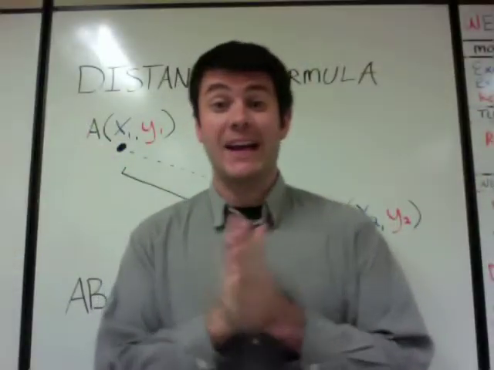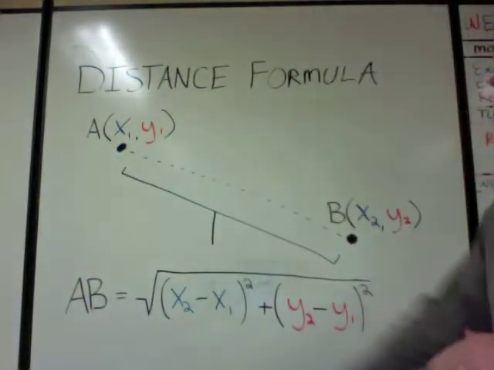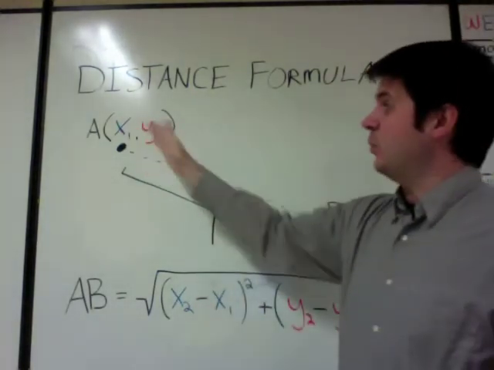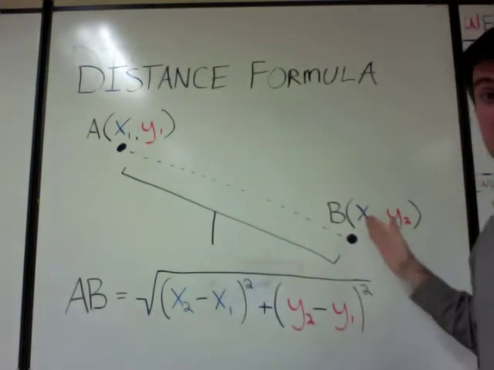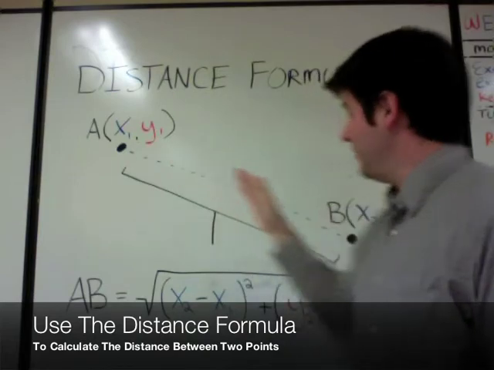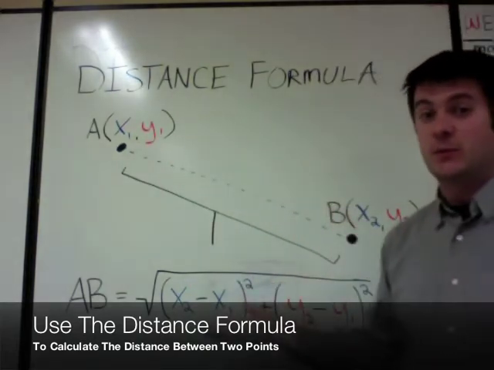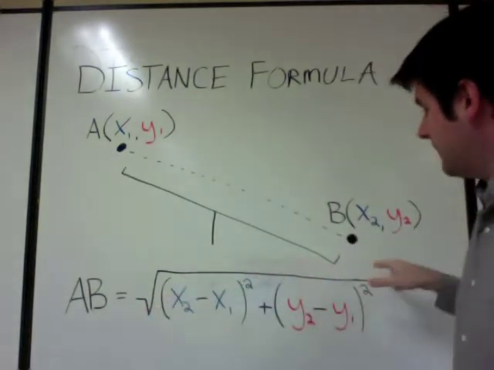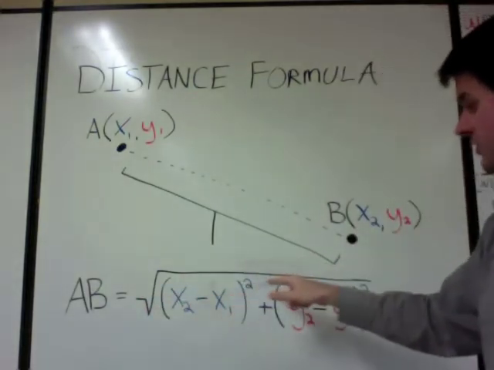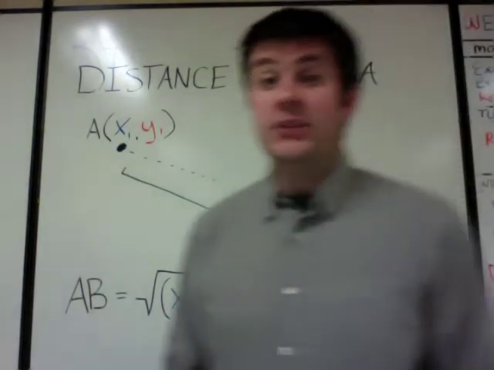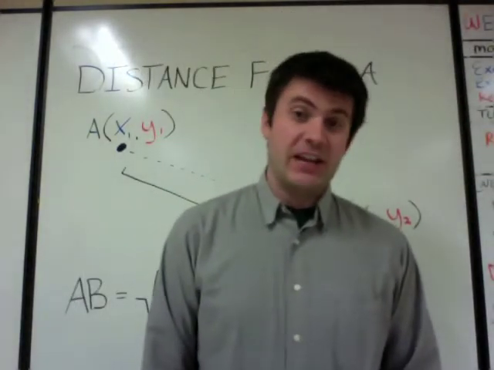Alright guys, here is the distance formula. Let's say you have point A and point B. Point A has coordinates x1 and y1, and point B has coordinates x2 and y2. To calculate the distance from point A to point B, you're going to use the distance formula. And here it is. The distance from A to B is the square root of x2 minus x1 squared plus y2 minus y1 squared.